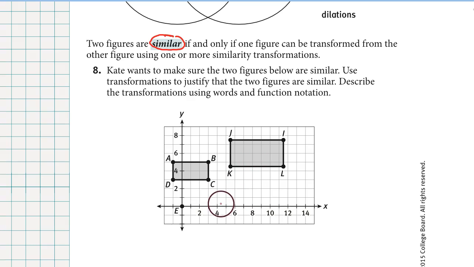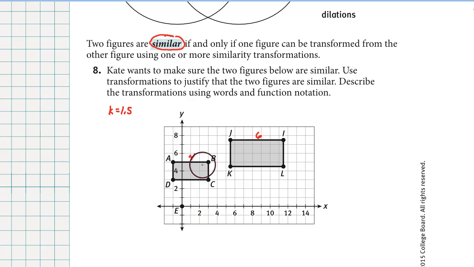To decide if they're similar, we have to come up with a sequence of transformations that would map this first one onto the second one. They're not the same size, so one of those transformations has to be a dilation. What would the scale factor of that dilation be? Well, the length of this side is 4 units. The length of this is 6 units. 4 times 1.5 is 6. So our dilation would need to have a scale factor of 1.5. So K is 1.5. Let's apply that scale factor to rectangle ABCD to see what's created.